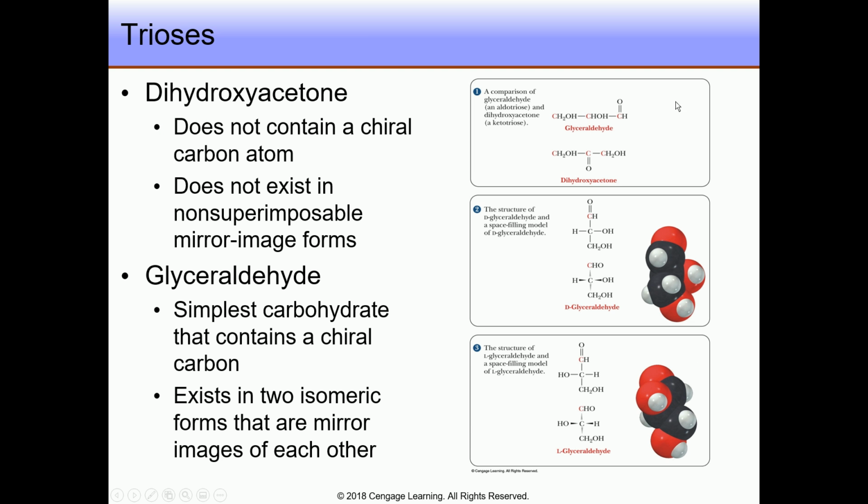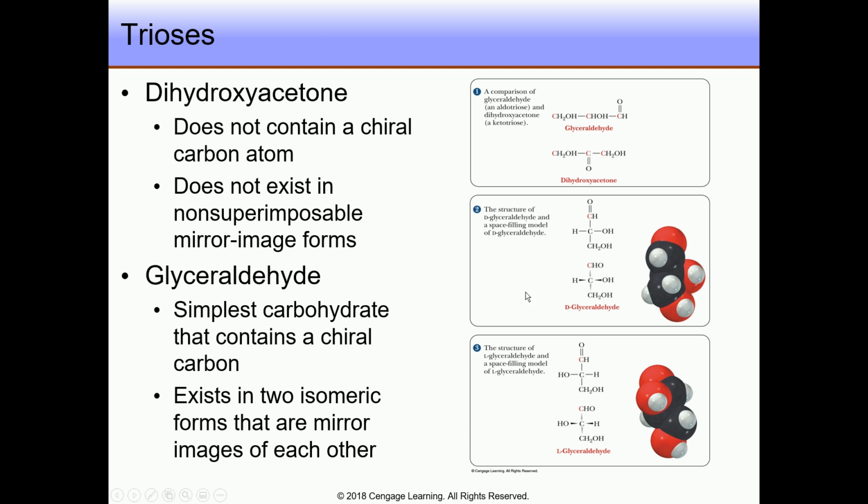I hope you remember what a chiral carbon is. A chiral carbon, also called an asymmetric carbon, is a carbon to which all 4 attached groups are different. In dihydroxyacetone there is no chiral carbon, so it cannot form stereoisomers. Glyceraldehyde has a chiral carbon, so it can form stereoisomers, or mirror images of each other. The 2 stereoisomers of glyceraldehyde are D-glyceraldehyde and L-glyceraldehyde.